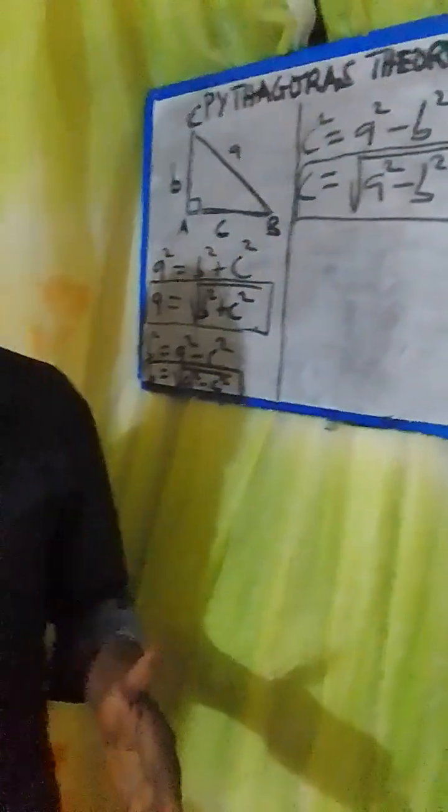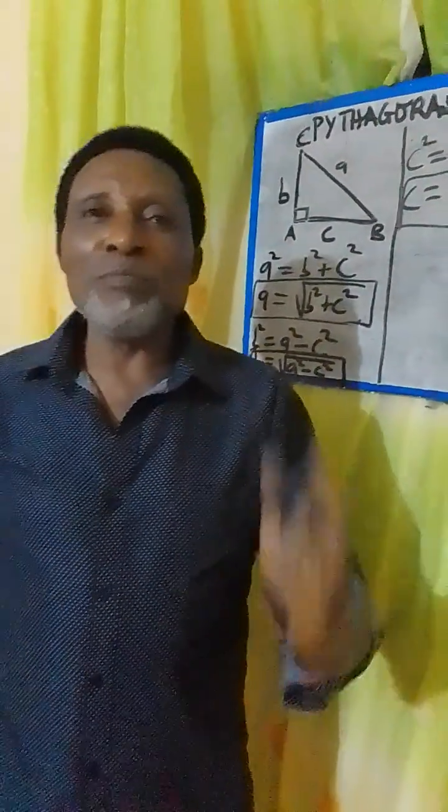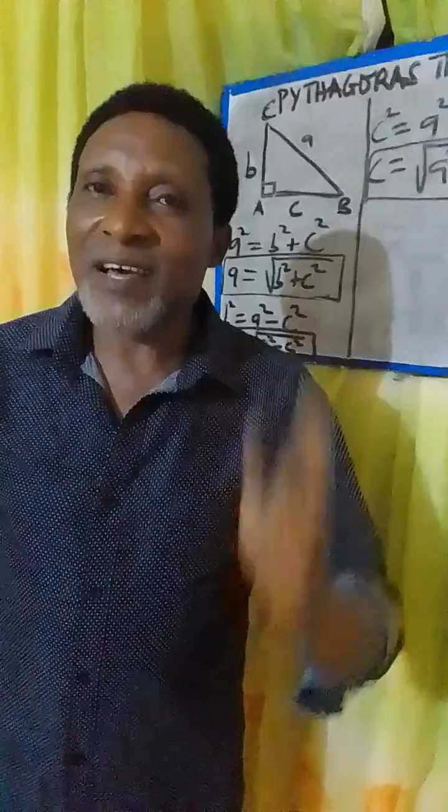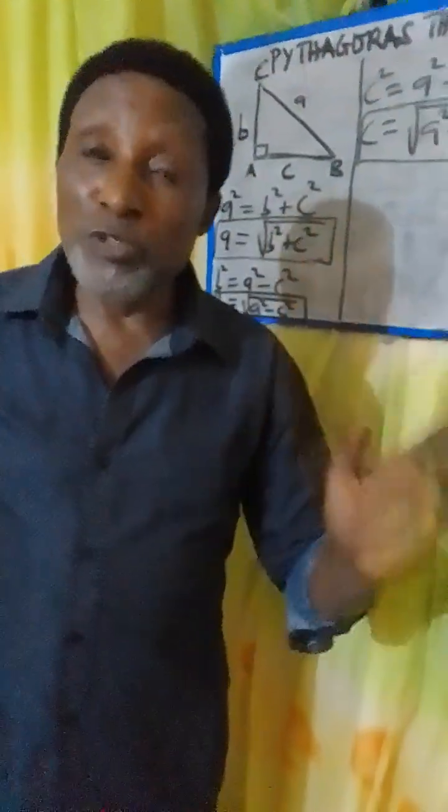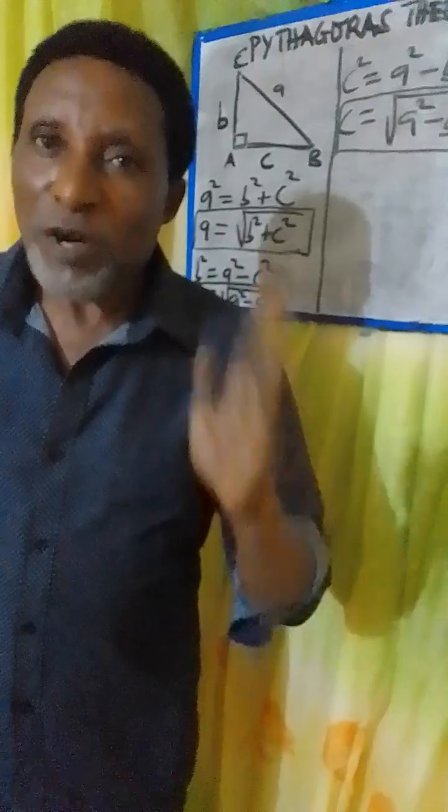So this is Pythagoras theorem. It is a very important theorem. You need to take note. It is used in mathematics to solve problems in a right angle triangle. Pythagoras theorem only works in a right angle triangle. So in our next lesson, we are going to use this Pythagoras theorem to solve problems.